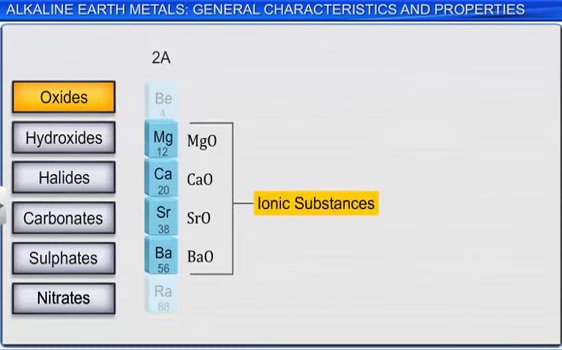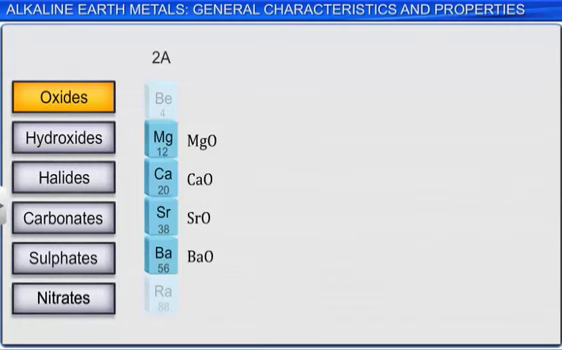With the exception of beryllium oxide, the group 2 metal oxides are basic anhydrides. This means that they react with water to form metal hydroxides.